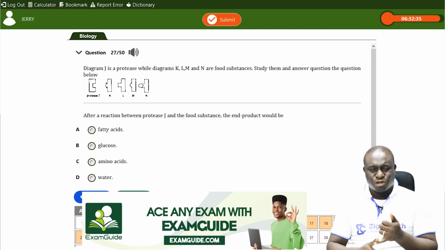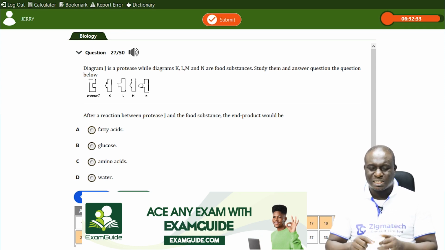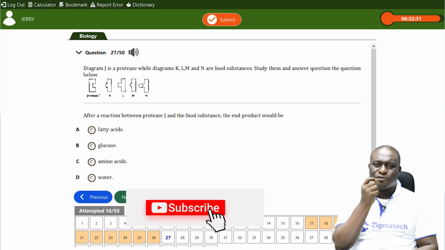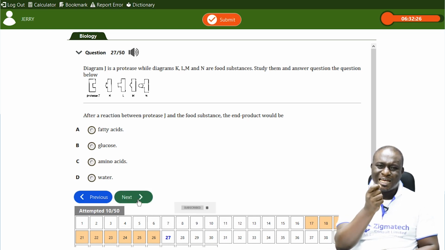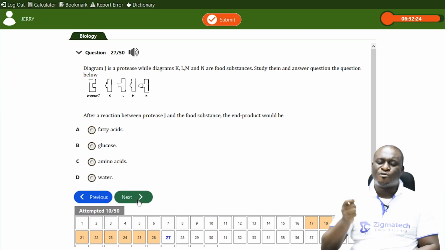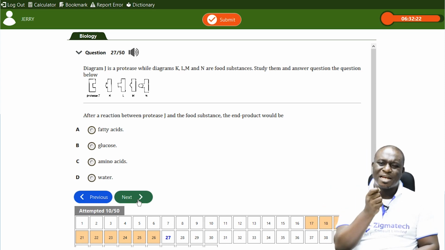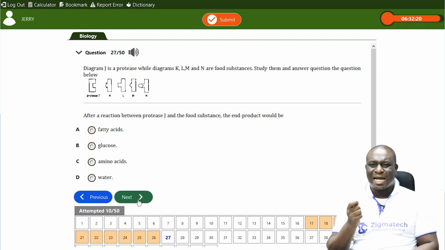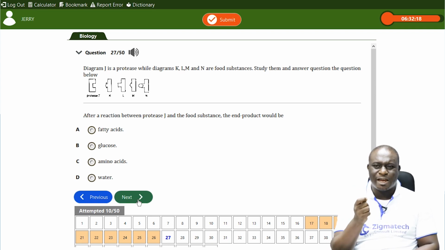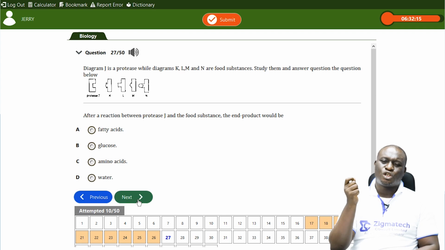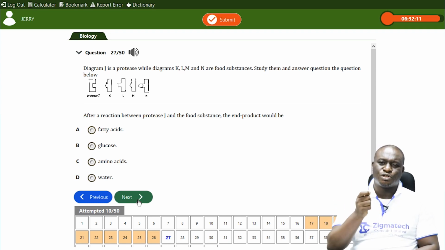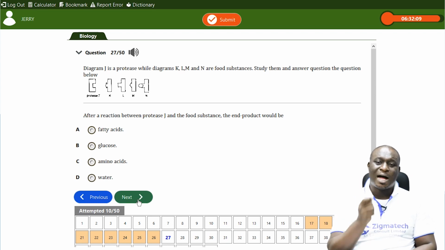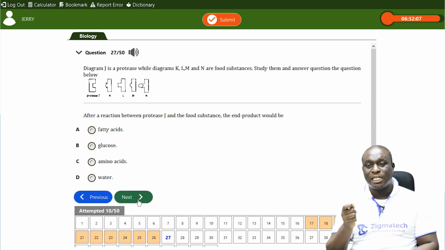Now, for carbohydrates, the simple absorbable form of carbohydrate is glucose. For fats and oils, it is fatty acid and glycerol. For proteins, it is amino acid. So the correct answer is not option A, which is fatty acids. It is not option B, which is glucose, but correctly it is option C, which is amino acids, and not option D.